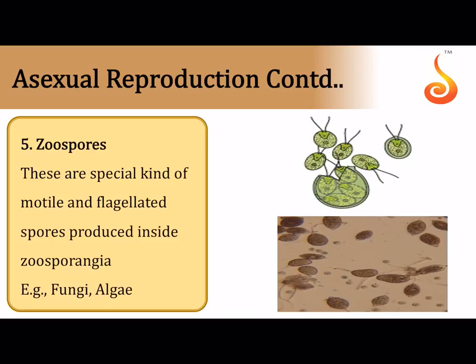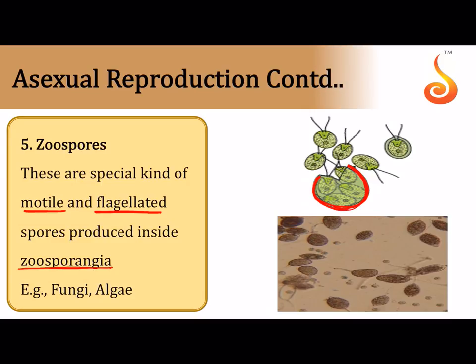Now coming to asexual structures, zoospores. These are special kind of structures, special kind of cells which have flagellae on them, which are motile. Because they have flagella, they are motile, and they are produced by a special structure called zoosporangia. Now this is a cell. See this cell here. This cell is called a zoosporangia because it is producing these cells, these zoospores.